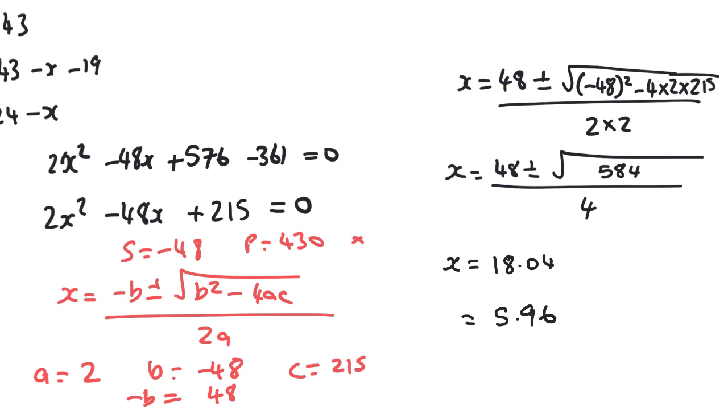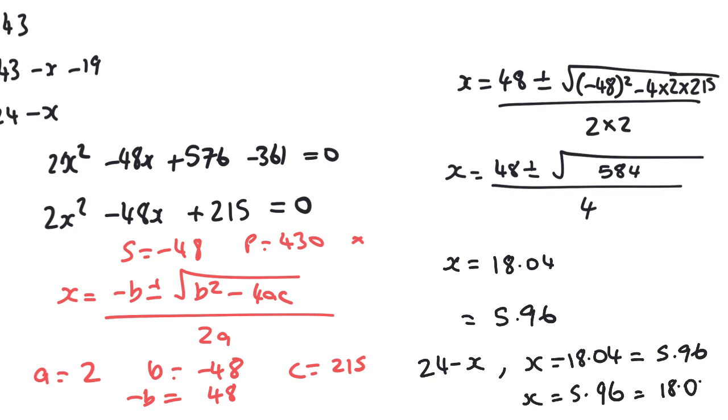We need to then work out what the corresponding side is. So the other side was 24 minus x, and if x is 18.04, we get that that side is going to be 5.96, and if x was equal to 5.96, we get the other side to be 18.04. So these 18.04 and 5.96 are the other two sides of the triangle.